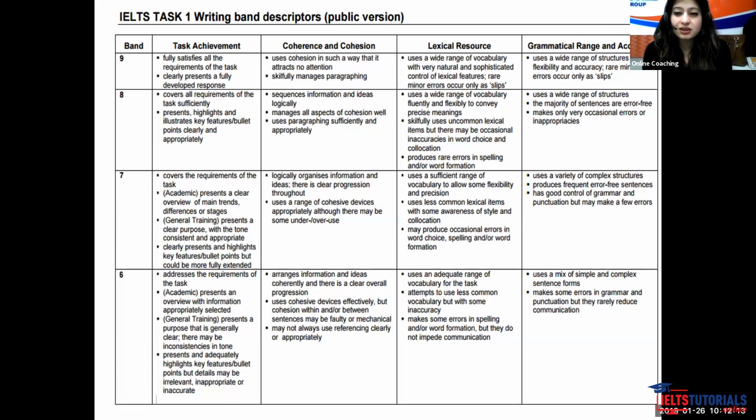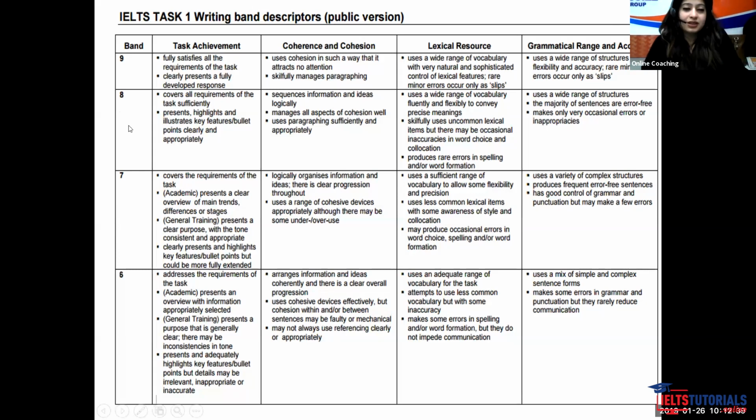Okay, so let's look at the bullet points. There are 3 bullet points which are given here. The first bullet point says that it uses a wide range of structures. The second says the majority of the statements are error-free. Makes only occasional errors or inappropriateness. Let's not do this at all. Let's focus on writing a graph which is flawless, which is absolutely errorless.